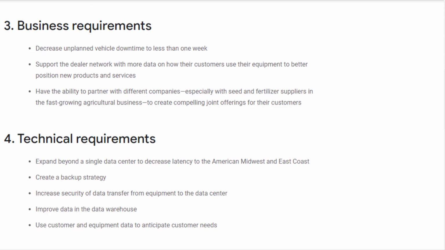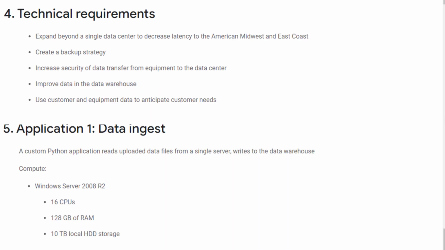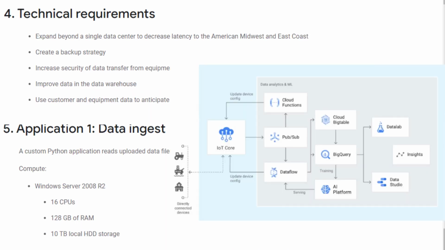Now let's, based on business requirements and technical requirements, refactor the architecture for cloud adoption. Google Cloud provides a cloud IoT data analytics and machine learning architecture. Let's use this architecture to refactor the on-prem environment. First, you need to convert all vehicles to cellular and use Cloud IoT Core to handle the front end.